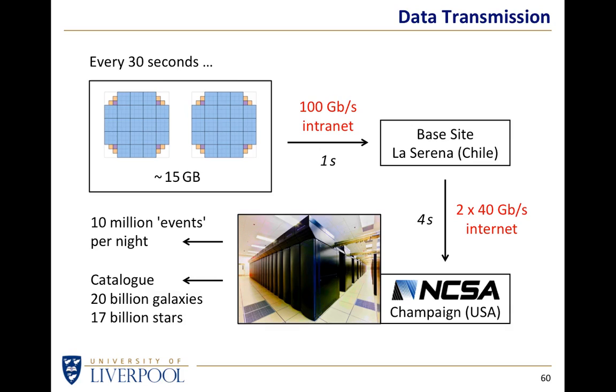As well as working out what's changed, it will build up over a period of time a catalogue of everything that's out there. It will record and calculate the position to milli-arc-second accuracy, the position of every star and galaxy, the brightness of every star and galaxy, the colour of every star and galaxy. And it'll end up with a catalogue of some 20 billion galaxies and hopefully about 17 billion stars.